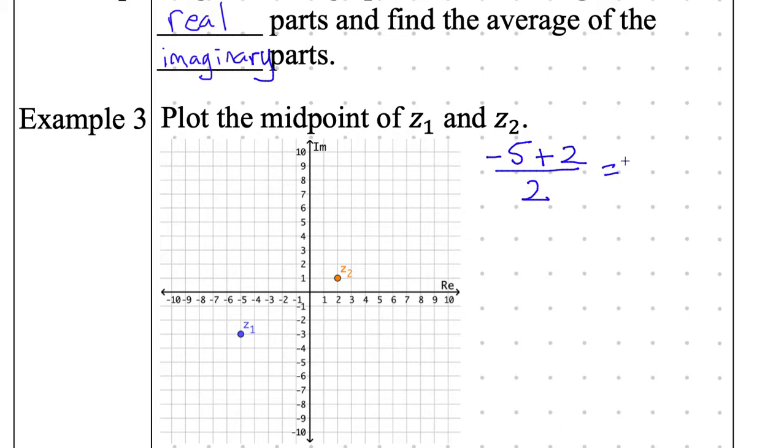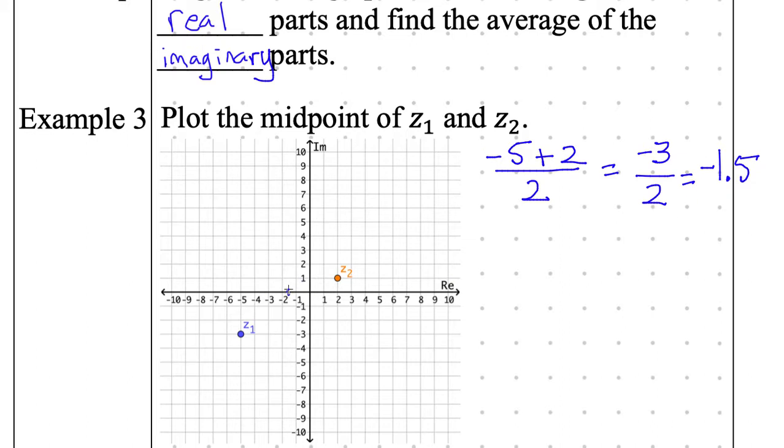-5 plus 2, shout it out, is -3. Everyone gets 10 XP. Divide by 2, and then shout it out again. -3 divided by 2. What decimal is it? All right, another 10 XP to everyone. -1.5. That is the average on the real dimension.